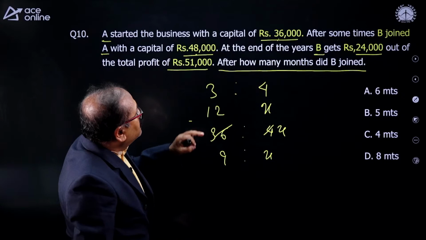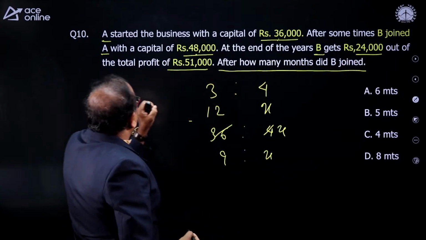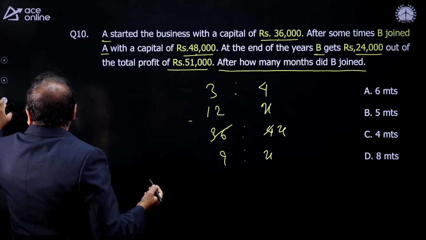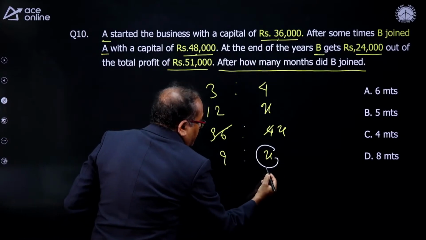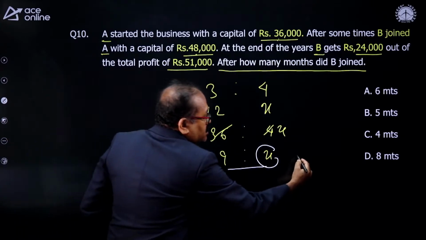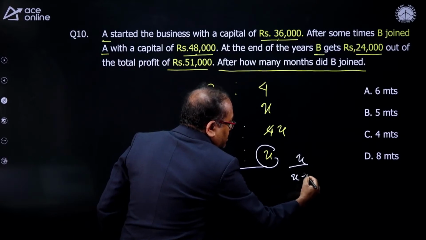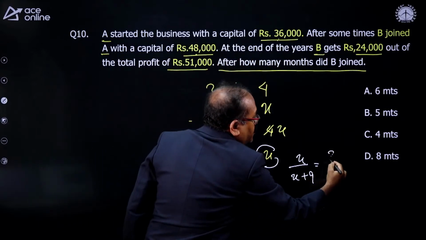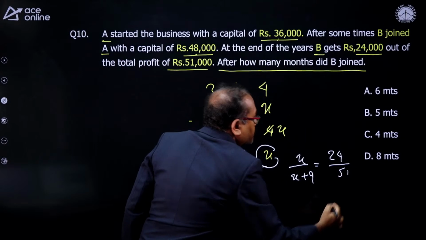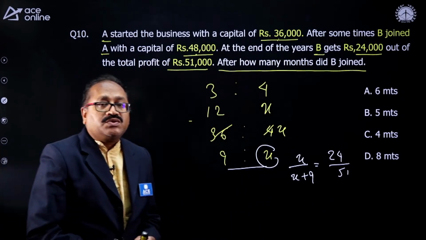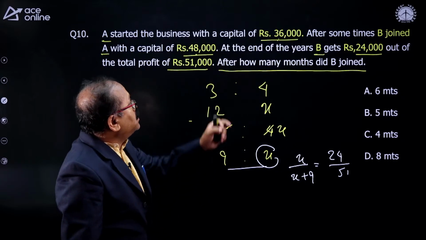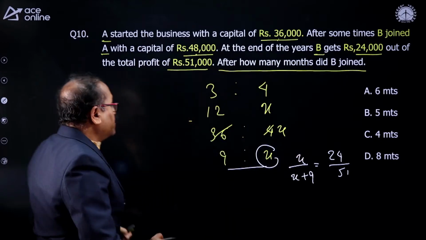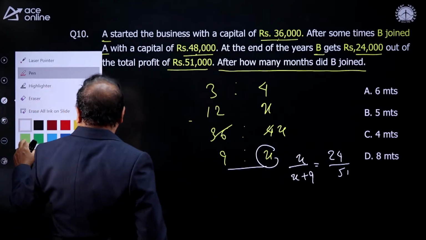Now it is said that B gets 24,000 rupees profit out of 51,000. So what is B's share here? B's share is X part out of X plus 9. So given to us is X by X plus 9, which is equal to 24 by 51. By doing so, I will get the X value, but that will not be your answer. The answer is after how many months did B join? So we will first find out the X value and then do the remaining part.